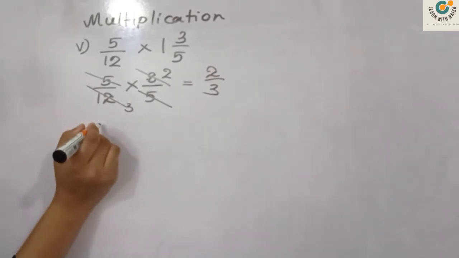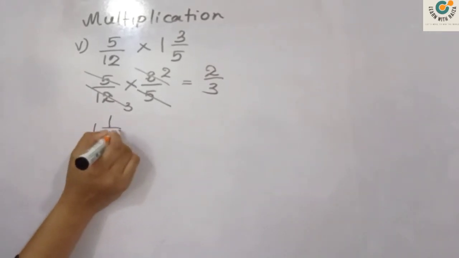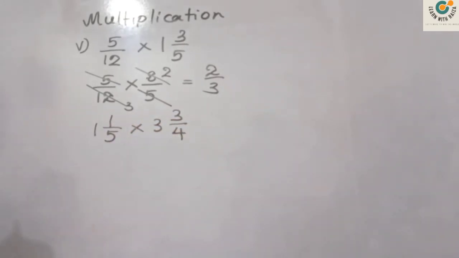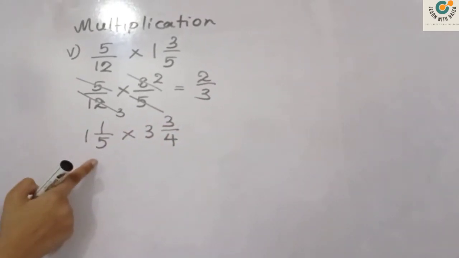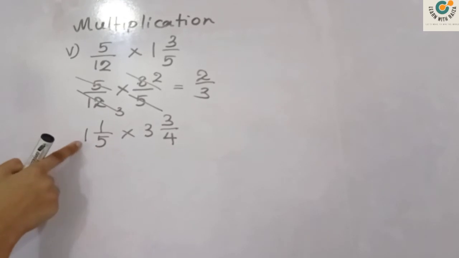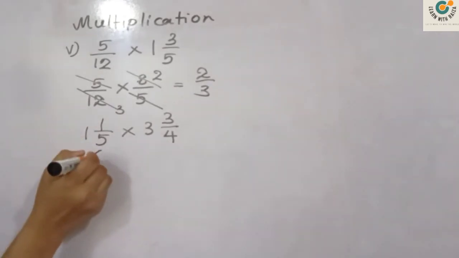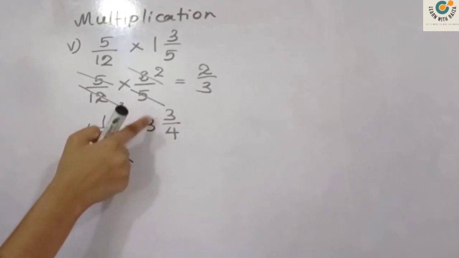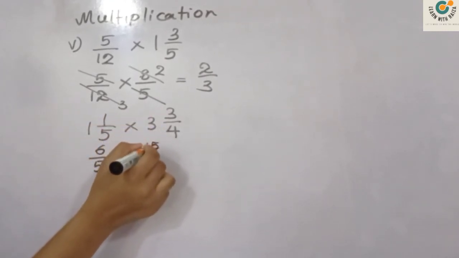And also, if you are given a mixed fraction and also another mixed fraction, how do you do this? Same way. Convert the mixed fraction into improper. 5 multiplied by 1, 5. 5 plus 1, 6 over 5. Multiply by 4 times 3 is 12. 12 plus 3, 15 upon 4.